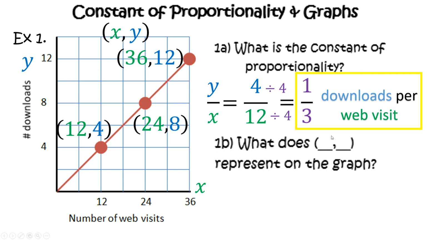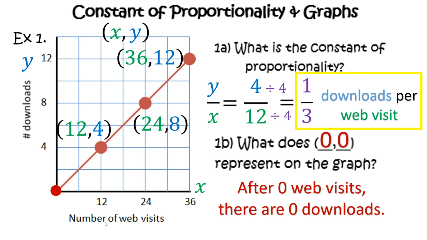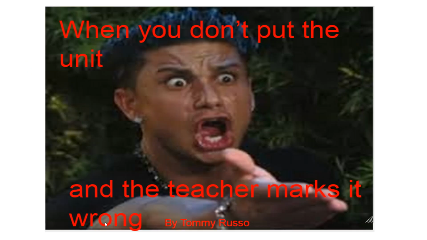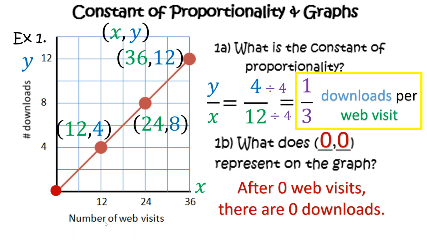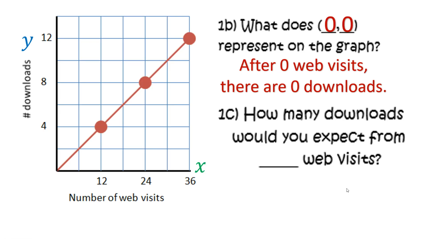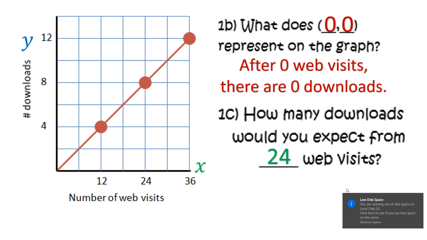And then in 1b, I'd like you to fill this in for the question. What does 0, 0 represent on this graph? So if we have 0, 0 in this situation, it's going to represent that there are 0 downloads when there are 0 web visits, or after 0 web visits, there are 0 downloads, which does make sense. Don't forget your units when you're describing these, okay? You need to have downloads per website on this one, and you need to have after 0 websites, there are 0 downloads.